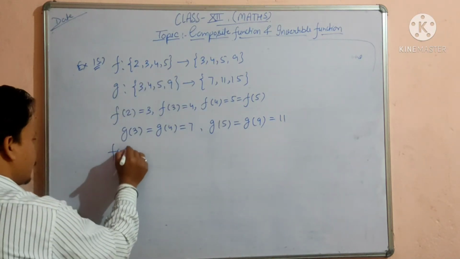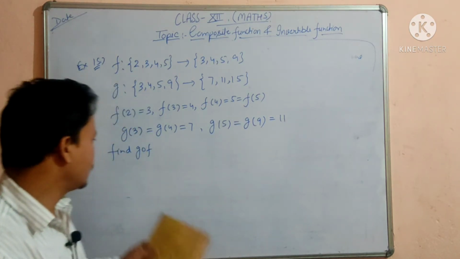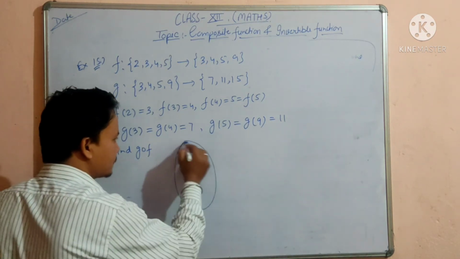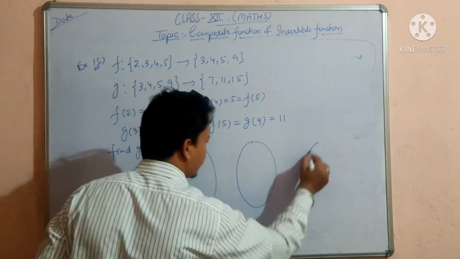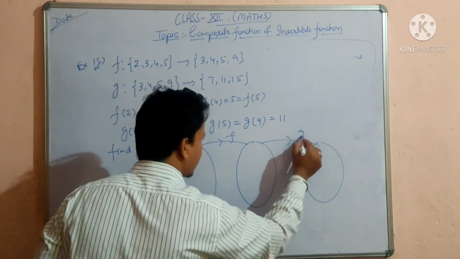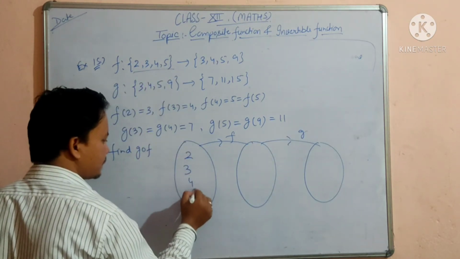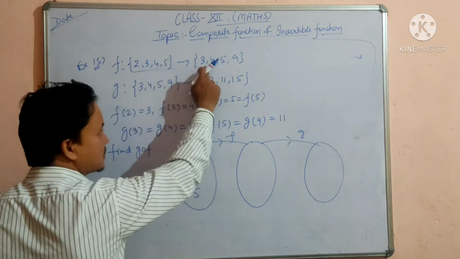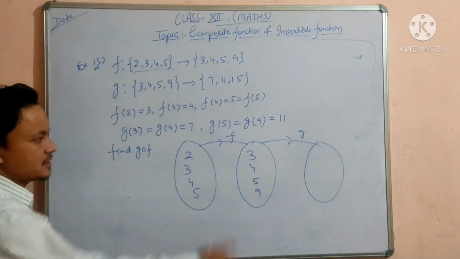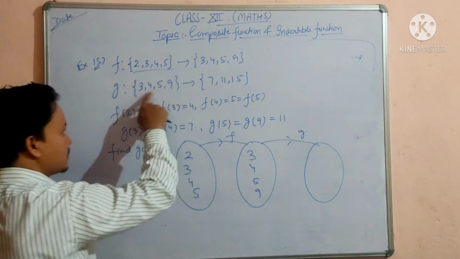The question is to find GOF. So see, we have to find the value of the composite function GOF. So first we will make the pictorial diagram. Let it be function f and let it be function g. Now see, what is the domain of function f? 2, 3, 4, 5. And what is the codomain for this particular function? 3, 4, 5 and 9. Now see another function g. The output of the first function, 3, 4, 5, 9, will be the input for the second one.